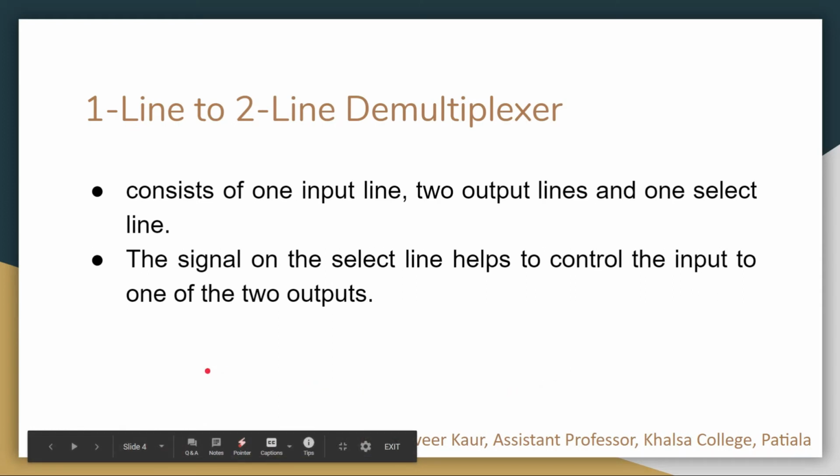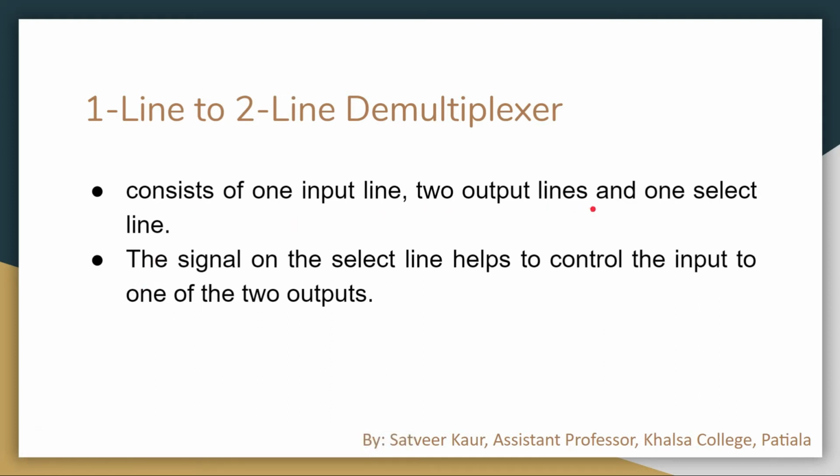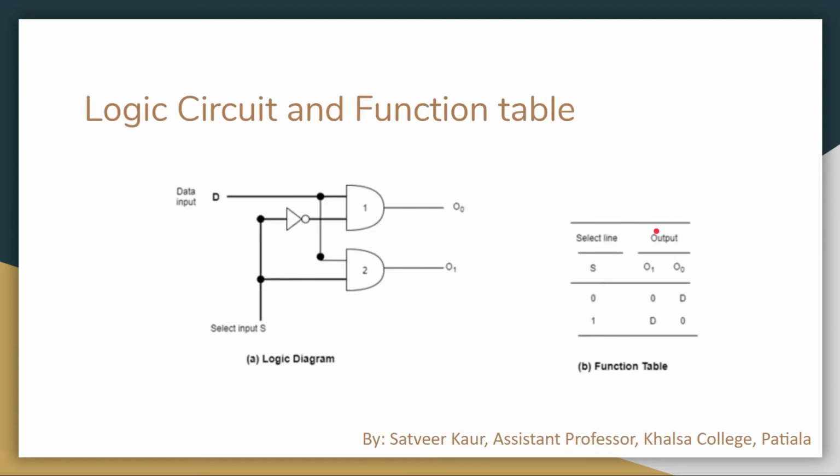The first basic demultiplexer is the one line to two line demultiplexer. It consists of one input line, two output lines, and one select line. The signal on the select line helps to control the input to one of the two outputs. This is the logic circuit and function table.